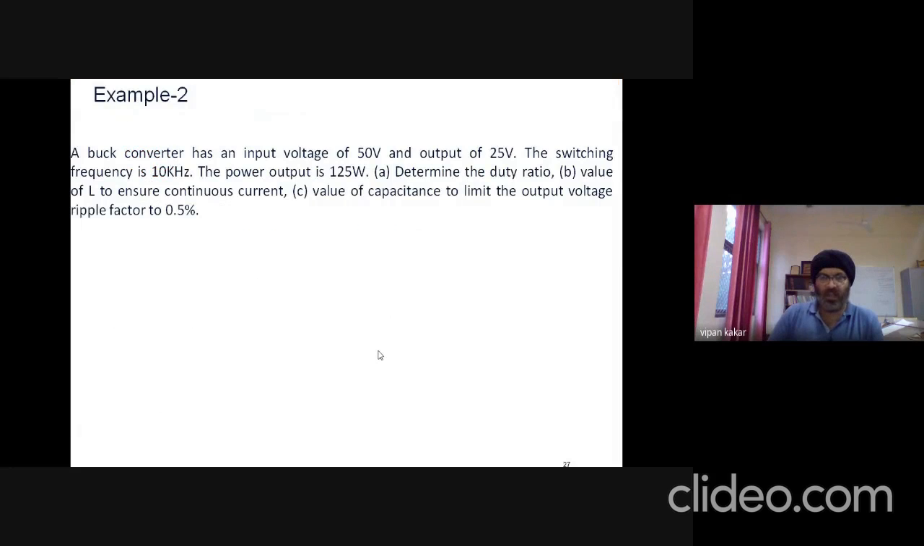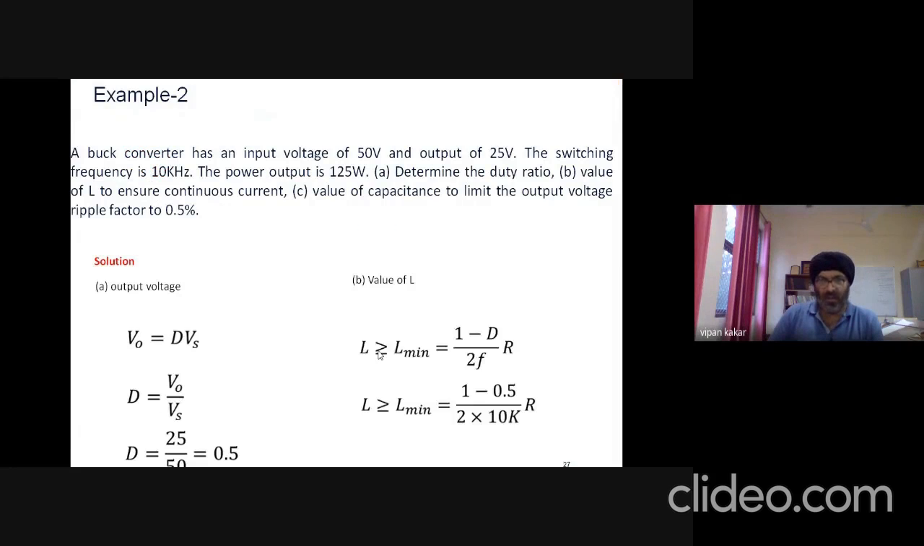So this is an example. Again, similar. Just using the same formulas we have derived, you can find out the limits of the inductor for minimum value depending upon the requirement. So the inductance has to be greater than or equal to the minimum value of inductance calculated, so that the current remains in continuous conduction mode. Okay.